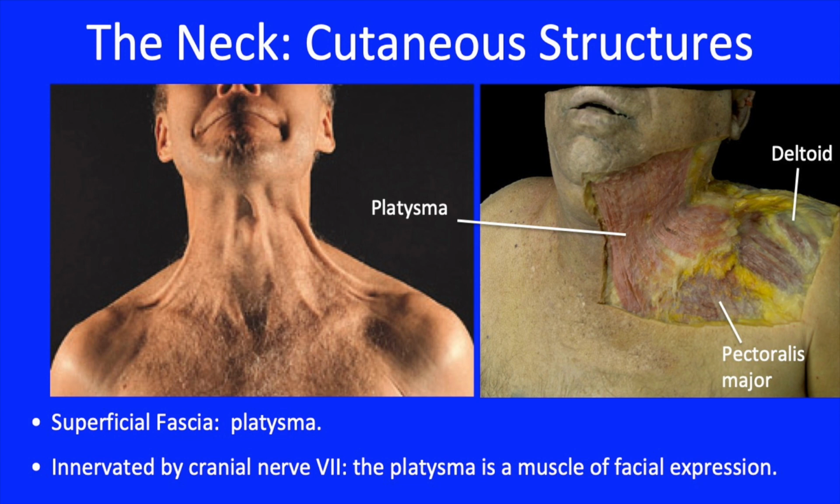Just deep to the skin of the neck lies a paper-thin muscle known as the platysma. The muscle lies completely within the superficial fascia of the neck and is found simply by removing the skin of the neck. Although in the neck, the muscle is truly a muscle of facial expression, and as such is innervated by a nerve responsible for innervating the muscles of facial expression, the facial nerve or cranial nerve 7. We use this muscle when we grimace, as the individual is indicating in the image.